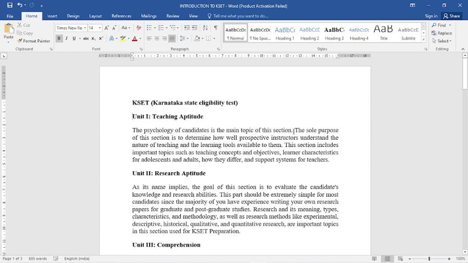Today I am here executing a new playlist for KSET preparation, that is Karnataka State Eligibility Test, and I am going to cover only the first paper from the KSET for all the subjects. The first paper is the general paper, and this paper is common to all the subject candidates. The first paper includes almost 10 units, and the 10 units cover different knowledge. So how is it going to be helpful in clearing the KSET?